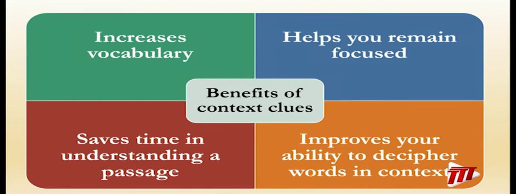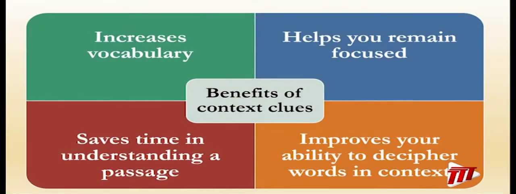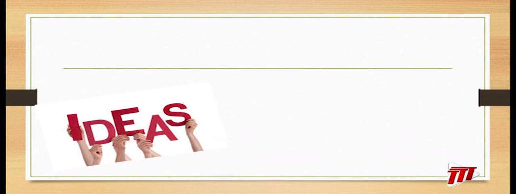First of all, it increases your vocabulary. It helps you remain focused. It saves time in understanding a passage. Remember, I told you, you don't want to be thumbing through a dictionary every minute when you don't understand a word. You can just look for the signal word and understand the meaning of the word in the sentence. And it improves your ability to decipher words in context. So you become a better reader. You understand things in a better way when you understand how to read clearly and how to understand words in context. Let's go to the different types of context clues.